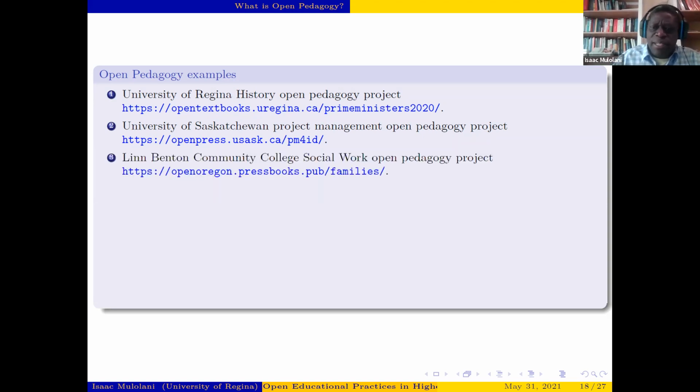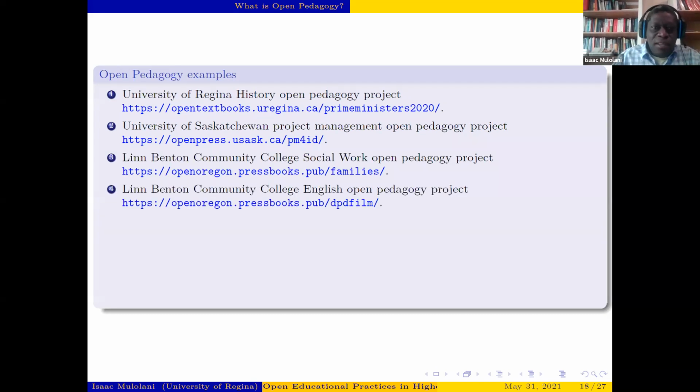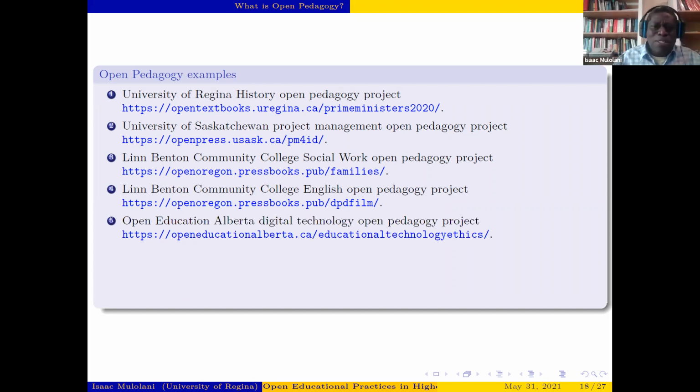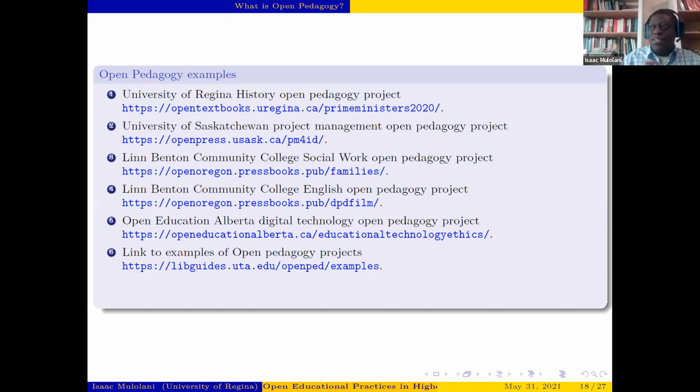A couple other ones that are more in the US, there's social work, something on families. There's, I think this is an English book. There's a whole range of different things that are, like I said, a lot of faculty are beginning to become a lot more creative in how they get the students to actually co-create content. And like I said, these resources are actually available. For example, you can go on to this University of Regina's Pressbooks website and actually read this book and download it and reuse it, right? All of these resources are reusable by anybody because they're all under a Creative Commons license, which is open.